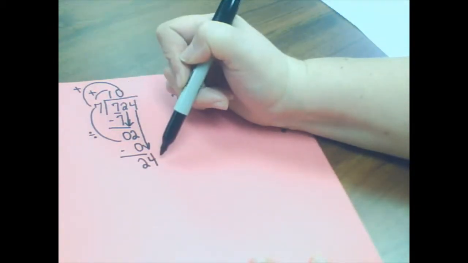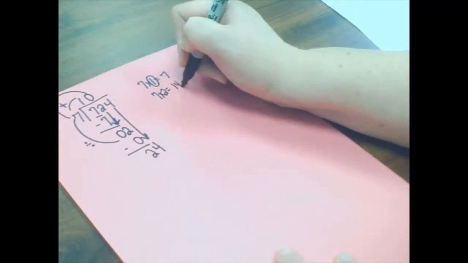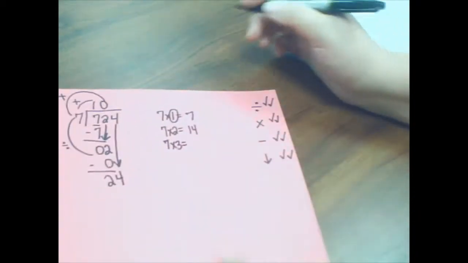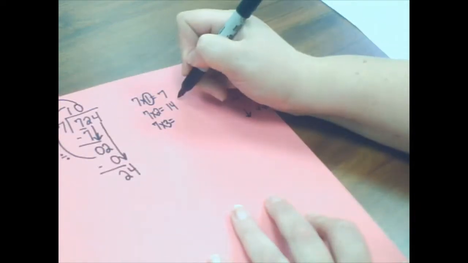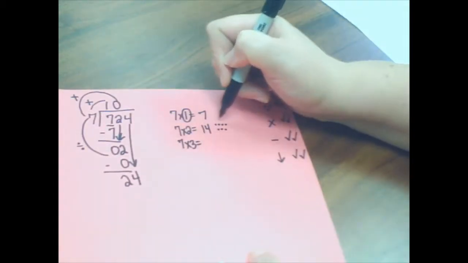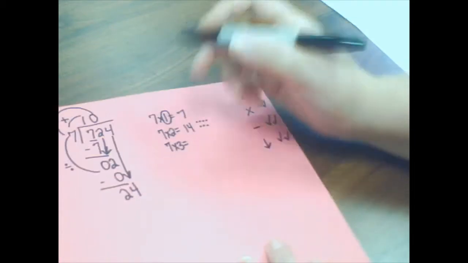Now I need to put 7 into 24. So I'm going to write my facts out. 7 times 2 is 14. 7 times 3. Let's say I don't know what 7 times 3 is. Remember, I'm trying to get to 24. I'm going to draw my dots, 7 of them. So 14, 15, 16, 17, 18, 19, 20, 21.